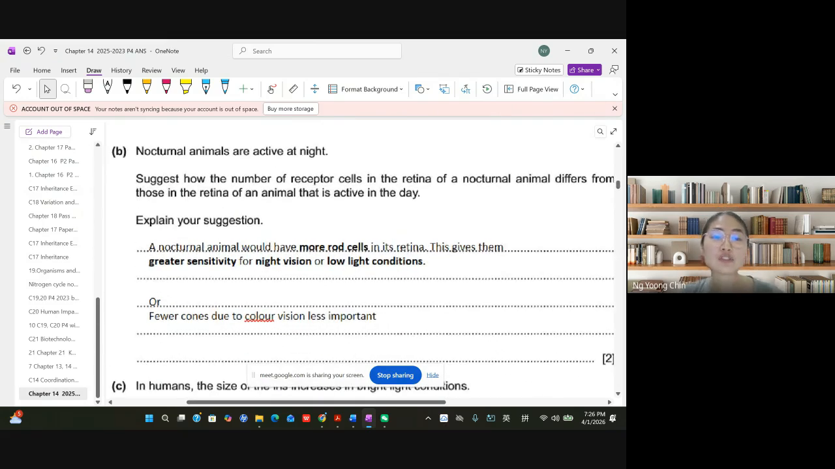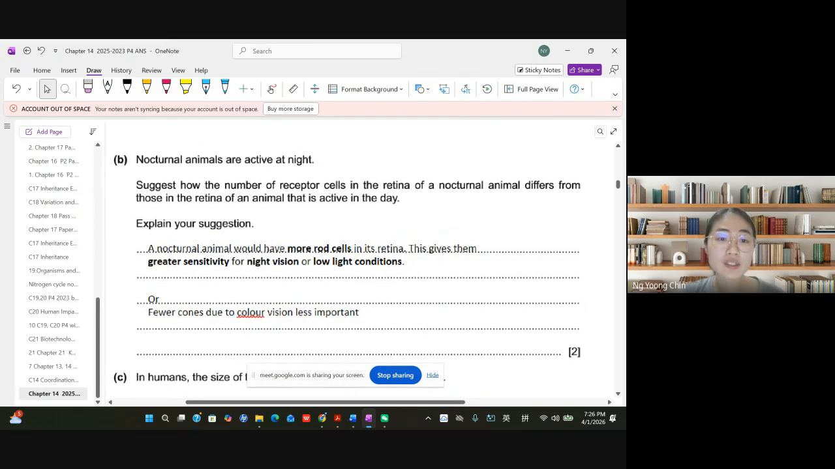For this one, nocturnal animals are active at night. This is called 夜行动物. The question suggests how the number of receptor cells in the retina of a nocturnal animal differs from the retina of animals that are active in the day. So how are nocturnal animals able to perform activity at night, when there is no light at all?